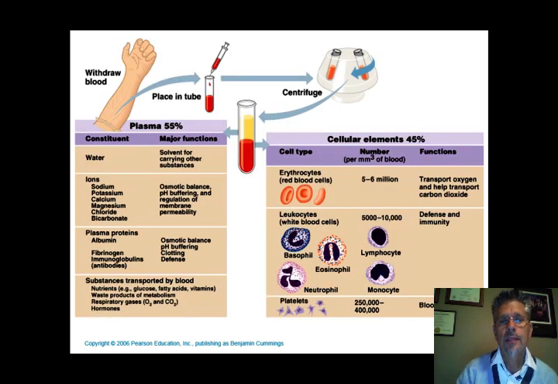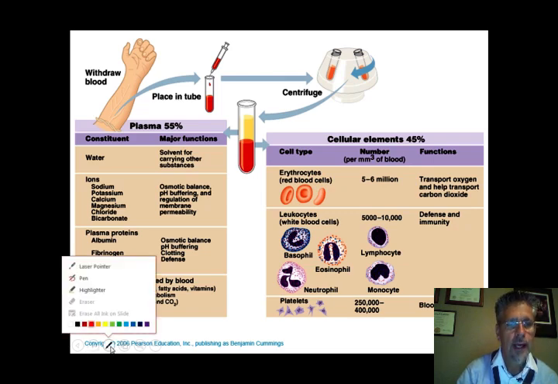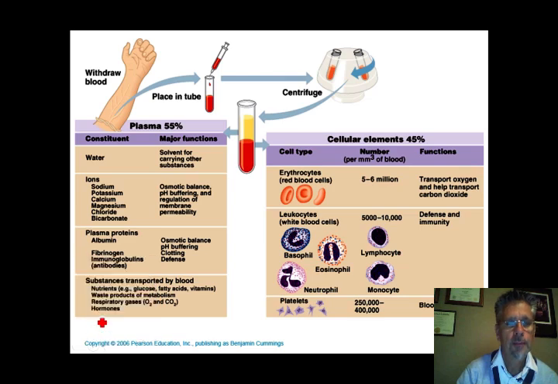Okay, so as we get into blood, this table right here is definitely a good one that goes through and highlights the different components that we have of the blood. So we have the cellular elements as well as the fluid components.